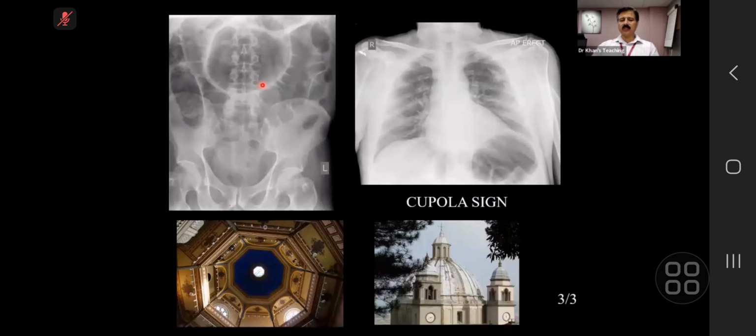Here, what happens is that there is a large amount of free air, but it sits in the center part. And the beauty of this film, and this is a classical exam film, is that you can see this gas is away from the stomach. This is a large amount of gas in the central portion. So this is the football sign or the cupola sign.